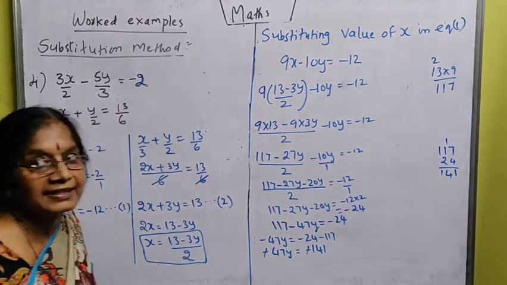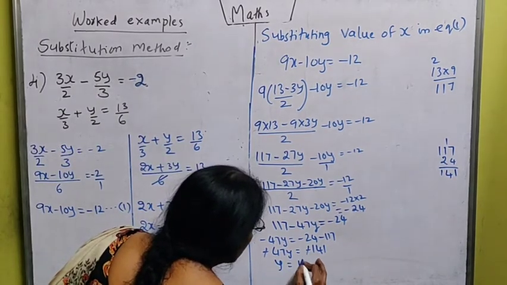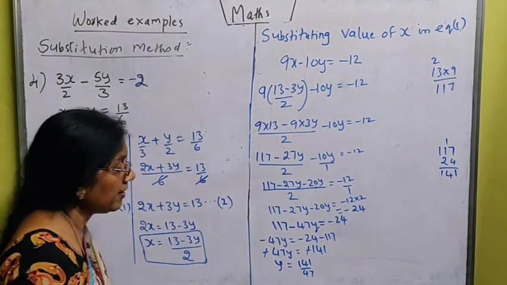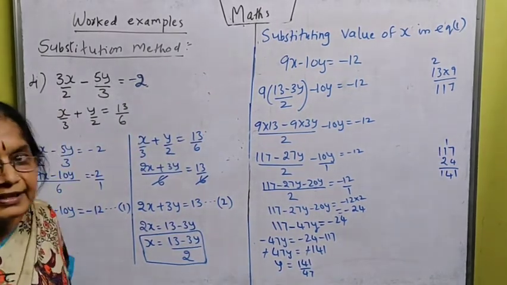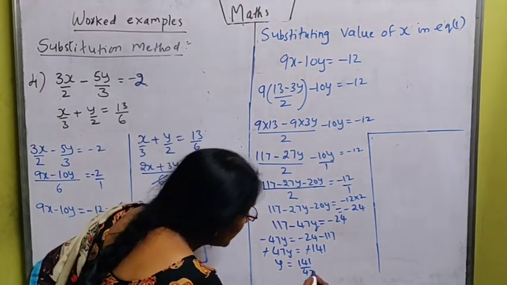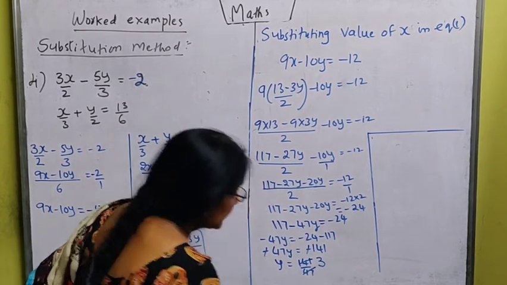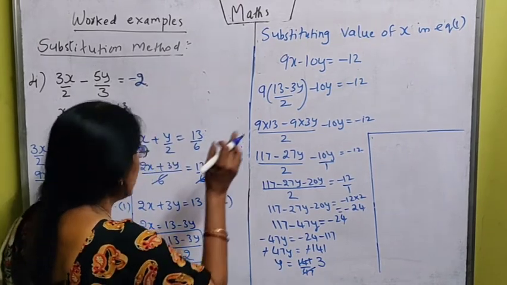Minus sign cancels. So what will you get? y is equal to 141 divided by 47. Will it be cancelled? Let us see. 47 3s are 141. So the y value is 3. So y is how much? 3.